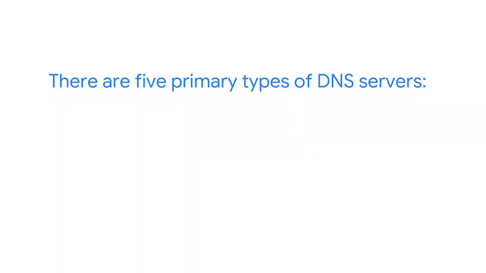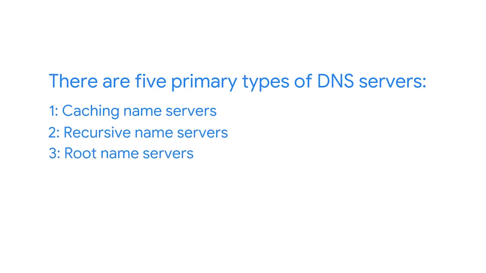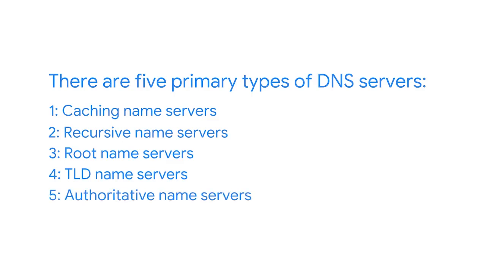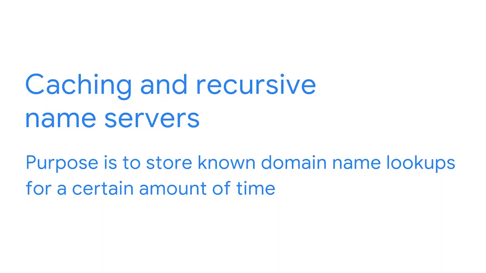There are 5 primary types of DNS servers: caching name servers, recursive name servers, root name servers, TLD name servers, and authoritative name servers. As we dive deeper into these, it's important to note that any given DNS server can fulfill many of these roles at once. Caching and recursive name servers are generally provided by an ISP or your local network. Their purpose is to store domain name lookups for a certain amount of time.